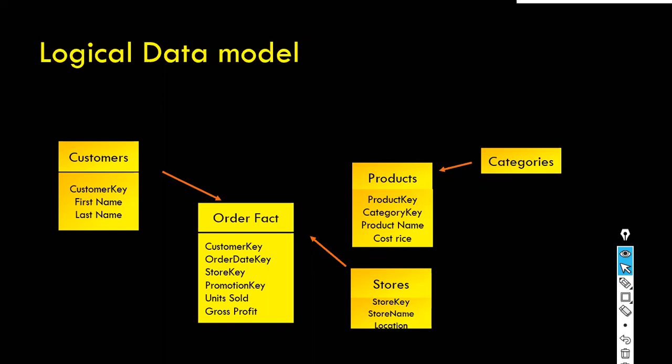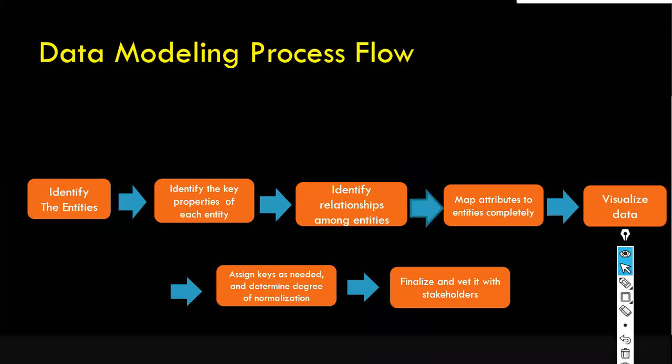Then there is a person called the DBA, database administrator. He is the one responsible for creating all these tables in your database, like Microsoft SQL Server or some other RDBMS software. Let's assume Microsoft SQL Server: the DBA is responsible for creating all the tables in it. Once the physical data model is over, the DBA will create the tables in the database. Once they create the tables, then we can store the data and start using it. So this is the flow. This is a simple process flow we normally go through while developing a data model.